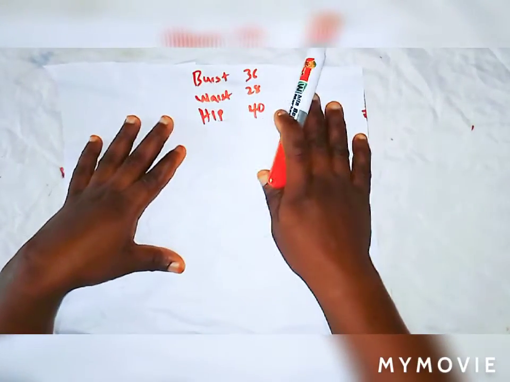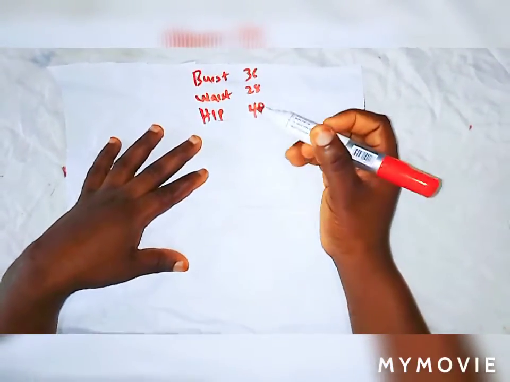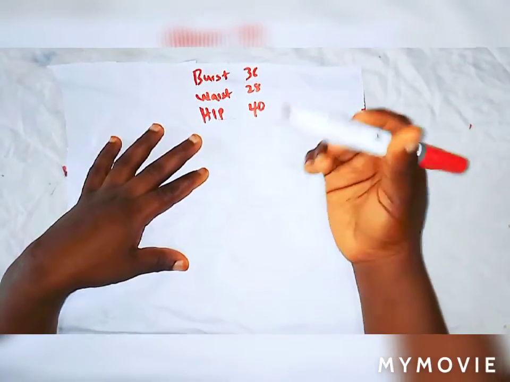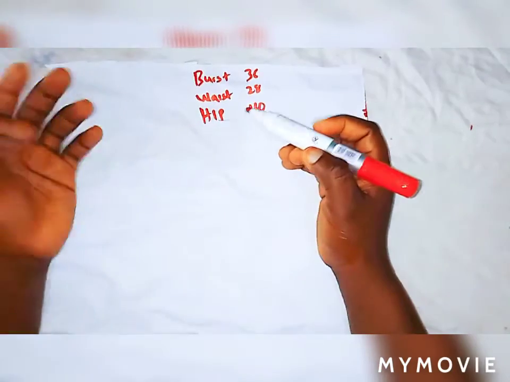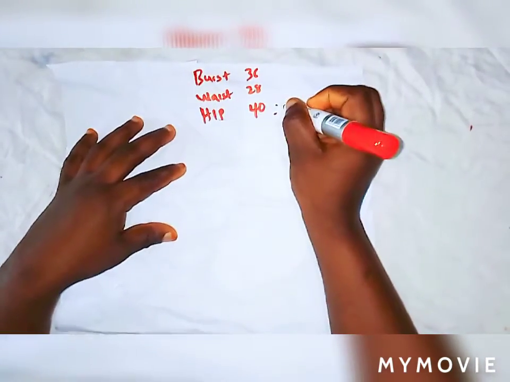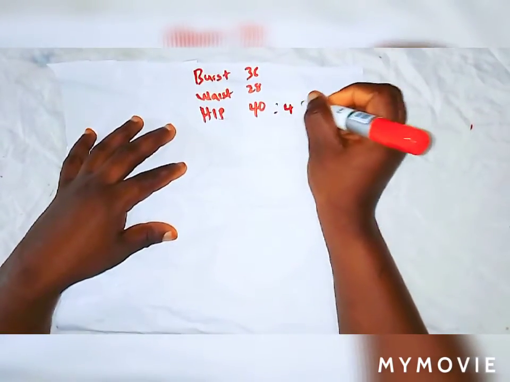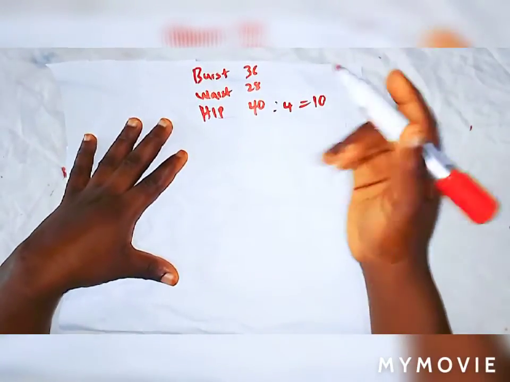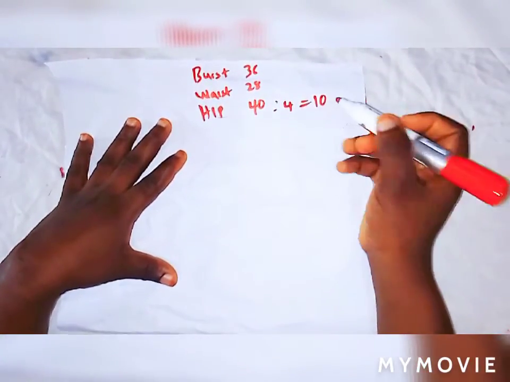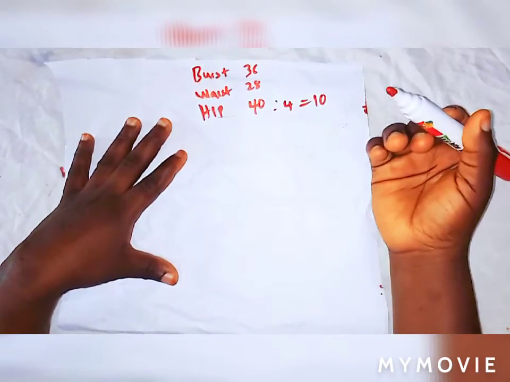Then when folding your fabric into 2, you have to divide into 4. So this hip will be 40. 40 divided by 4 is 10. So when folding your fabric, make use of this 10 inches.